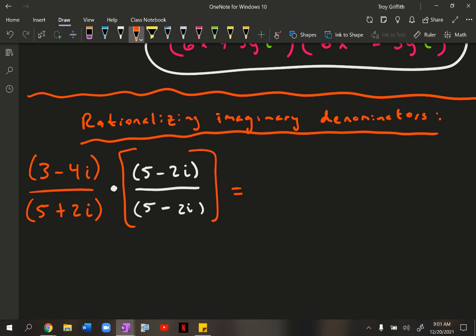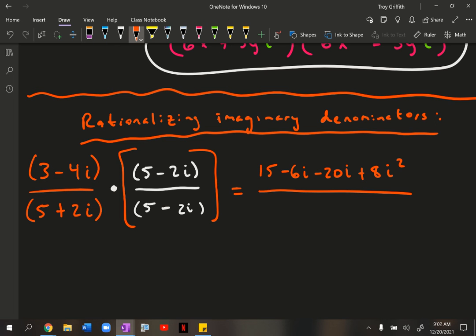So we're going to do a bunch of foiling here, and then we're going to simplify to get ourselves to a final answer. So let's try it. 3 times 5 is 15. 3 times negative 2i is negative 6i. Negative 4i times 5 is minus 20i. And then negative 4i times negative 2i is a plus 8i squared. Okay, so there's the top of my fraction. We'll simplify when we're done.